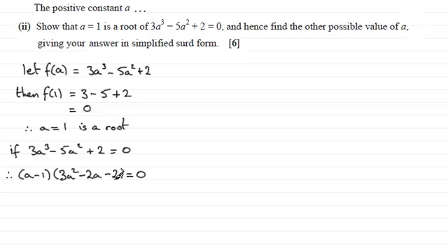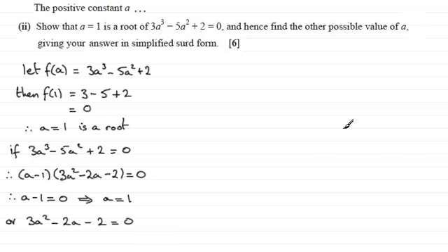Well, I did say that you could get that factor just by doing algebraic long division. In fact, I'll do that at the end so you can see how it works. But for now, we've got our quadratic factor and we should be able to solve this. We can see that this factor would have to equal 0, so a minus 1 could equal 0, and this would result in a equaling 1. Well, we know that because we've seen it up here. It's the other one that we're interested in, this quadratic factor, when that equals 0. So I've written 3a squared minus 2a minus 2 must equal 0.